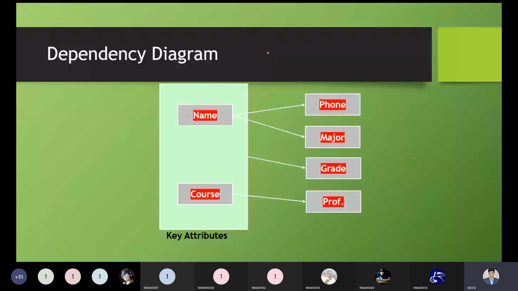So here we can say the entity name is student, and it has the attributes: name, course, phone, major, grade, and professor. So we need to see this diagram, and here I need the answer from your side. What is the sense of this diagram? It shows us some dependency. So can you elaborate your idea after seeing this slide? This is my point.